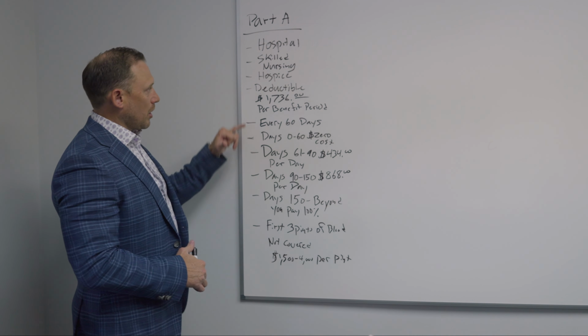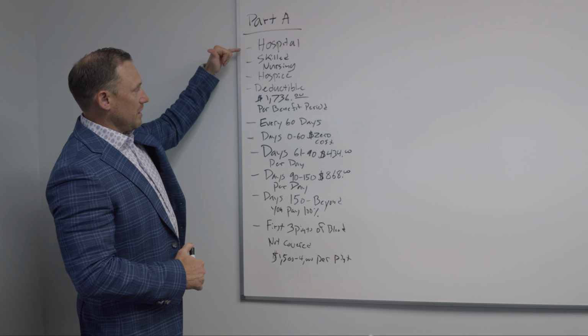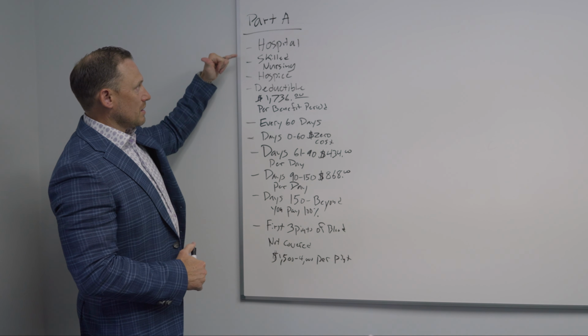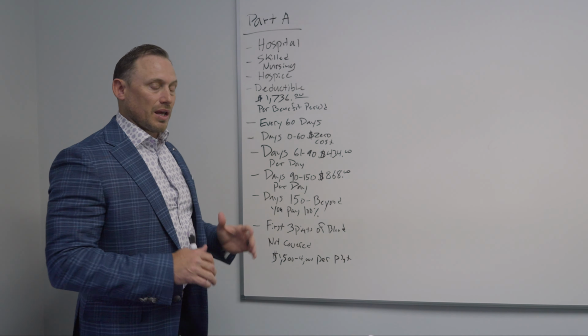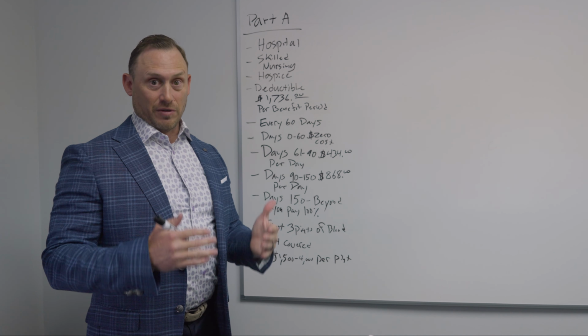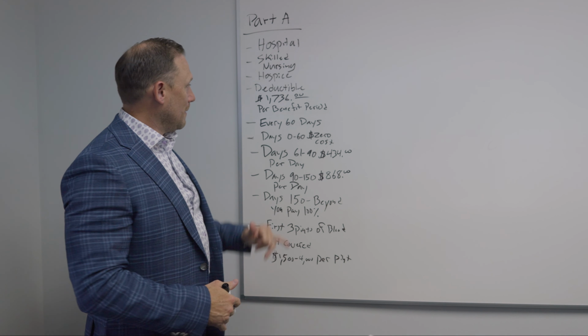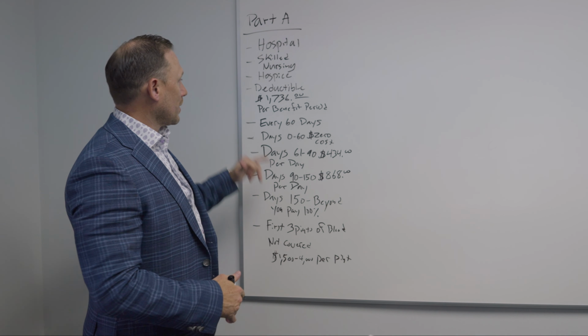Now, outside of covering inpatient hospitalization, skilled nursing, and hospice, Part A has a deductible, and that's not per year, but per benefit period, which always leads to the question, what's a benefit period? Well, a benefit period starts over every 60 days. I'm going to use a couple of examples to help this make sense.